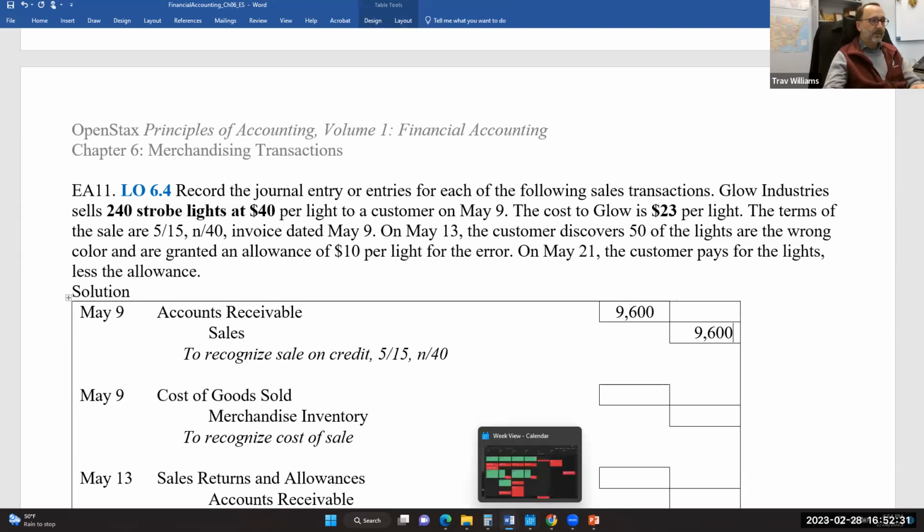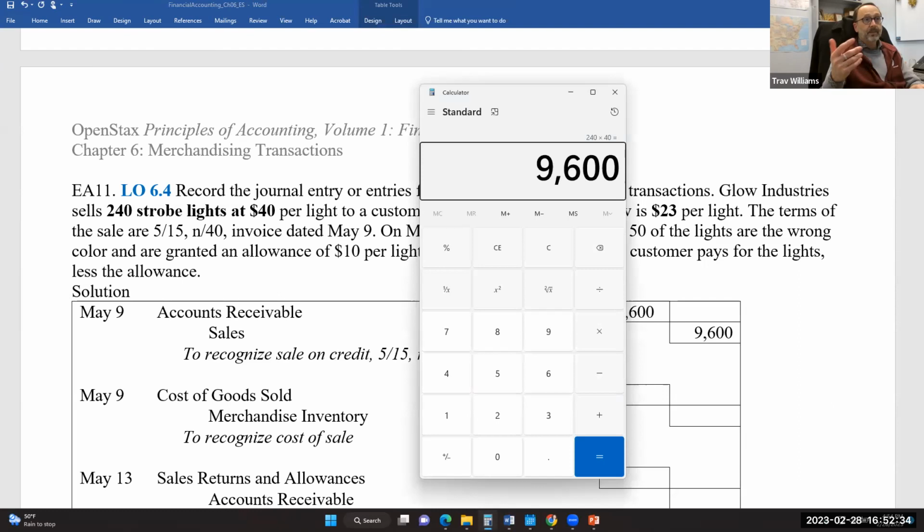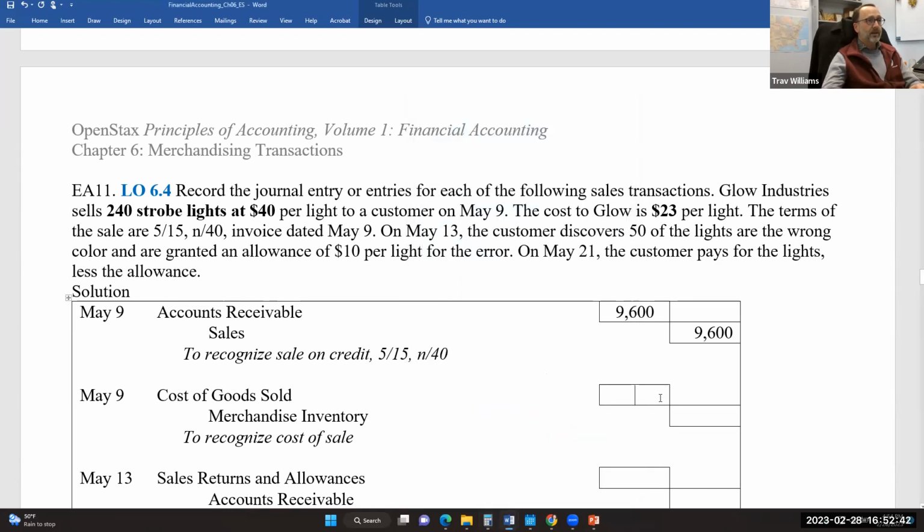Then for the costs, because we have to record the inventory costs if we're doing the perpetual inventory method and we made a sale, 240 strobe lights at $23 each. That's $5,520. Debit to cost of goods sold, credit to merchandise inventory.